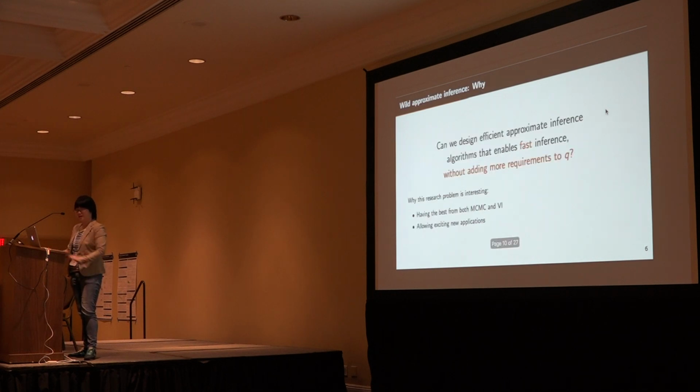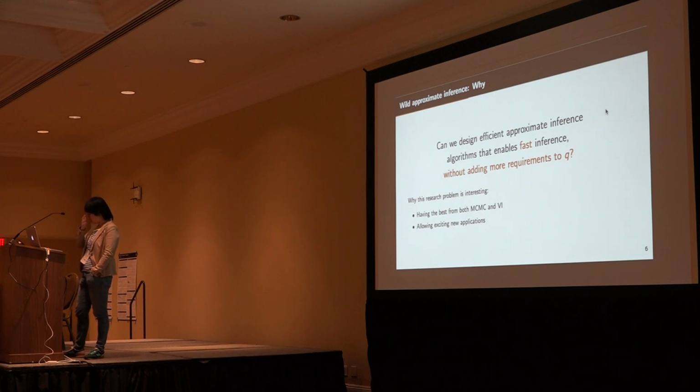Observing this, I became interested in these kinds of questions about a year ago. The question I want to address is basically this: can we design efficient approximate inference algorithms which enable fast inference without adding more requirements to Q? What I mean here is that I want to train a Q distribution which we can take samples from in a very fast way, but I don't want to restrict the Q distribution to satisfy other constraints like evaluating density.